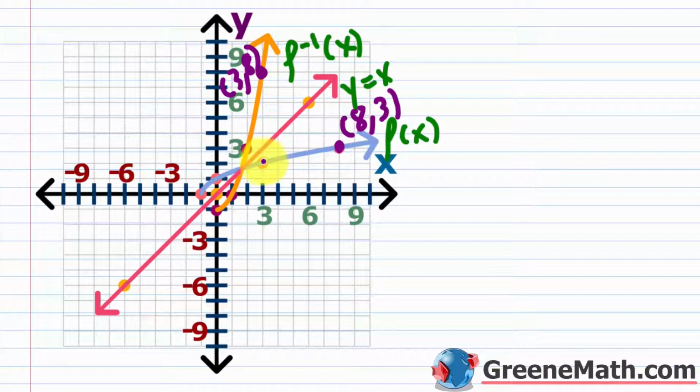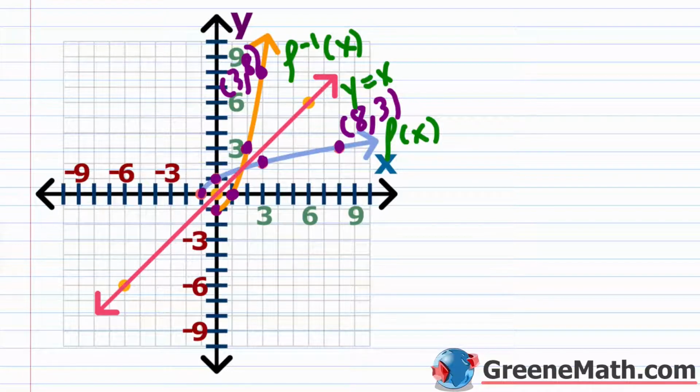And you can take other points. If I took this one right here, this is 3, 2, fold it across the line, I get to 2, 3. So on and so forth. You can take this point, fold it across the line, get to there. This point, fold it across the line, get to there. Again, so on and so forth.